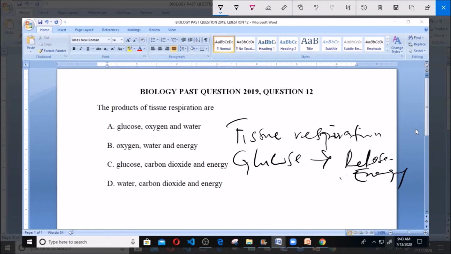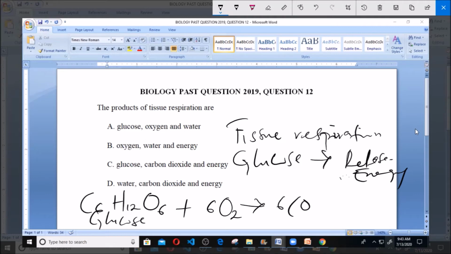And the equation of the reaction is like this. This is the glucose in the presence of 6 molecules of oxygen to give you 6 molecules of carbon dioxide, 6 molecules of water, and 38 ATP, which is the energy. And this is carbon dioxide, and this is water, H2O.